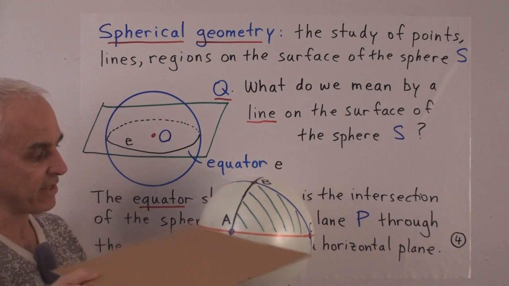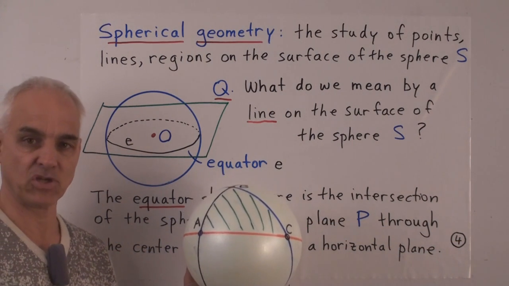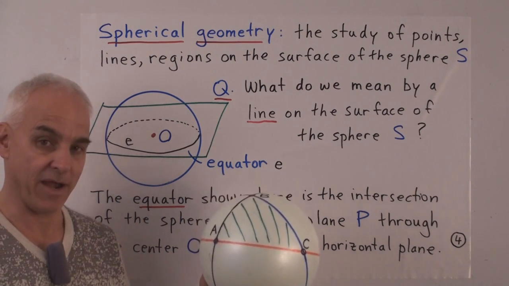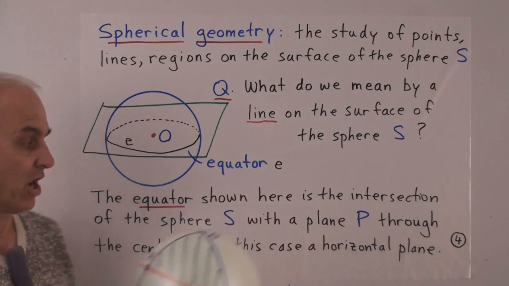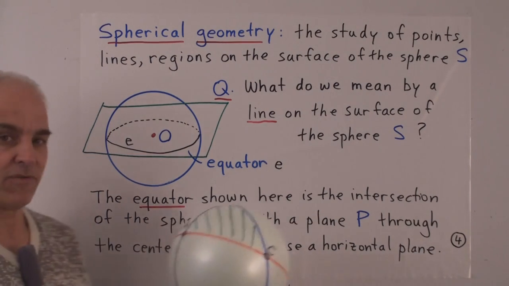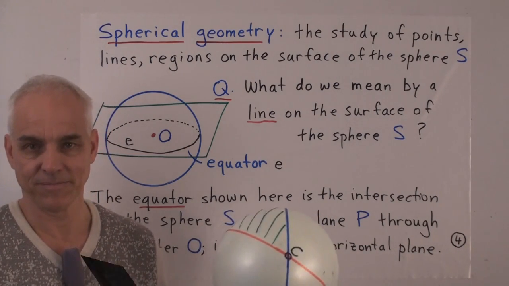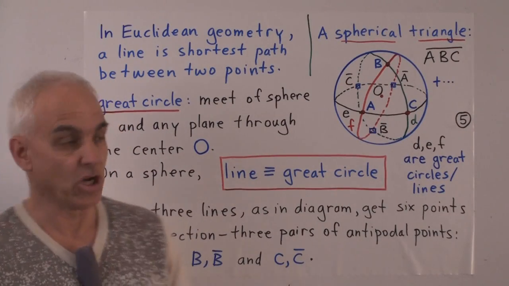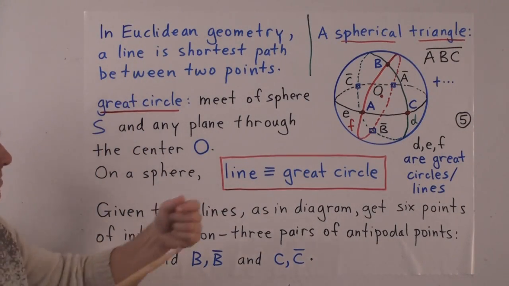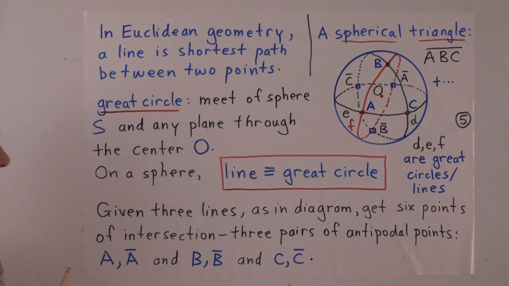And so the line that this cuts out has some special property. In fact, that's what we're going to be calling a line in spherical geometry. So that's the defining property of the equator, and that motivates our notion of a line. So in Euclidean geometry, we naively think of a line as being a shortest path between 2 points.